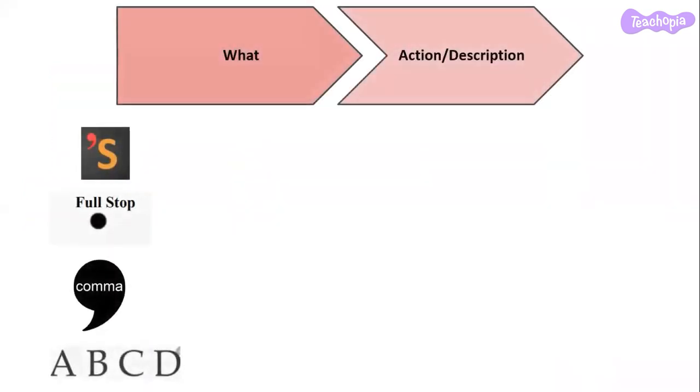Now, what about when it comes to a topic like punctuations? Can we use the 2 blocks? Let's see how we can do that. My first punctuation is an apostrophe. What is an action that I want to mention an apostrophe does? An apostrophe shows us possession. So my sentence is an apostrophe shows us possession.